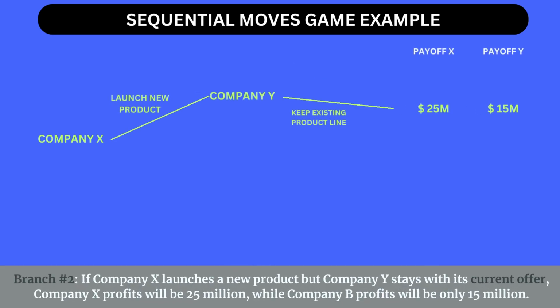Branch number 2. If Company X launches a new product but Company Y stays with its current offer, Company X profits will be 25 million, while Company Y profits will be only 15 million.